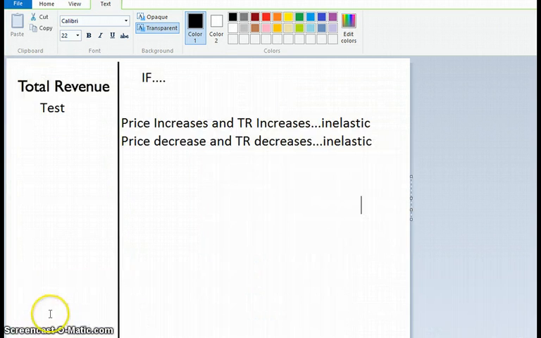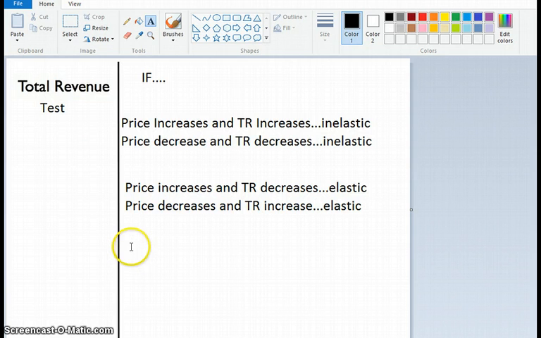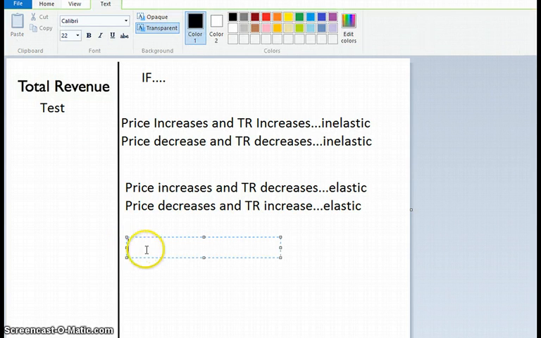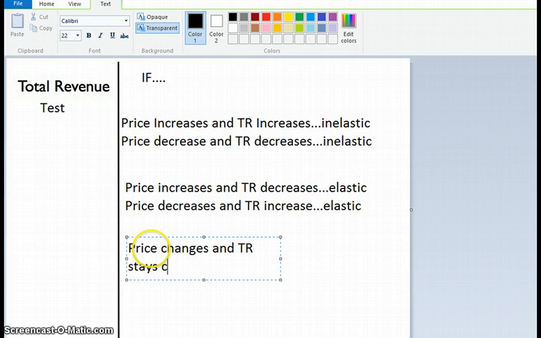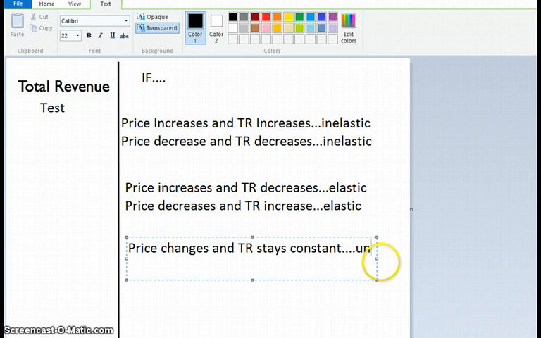So I'm going to put this here. I don't know what happened to my old rule, but oh, there it is. Okay, whatever. So if the price changes and total revenue stays constant, we call this something different. It's got a special name. This is called unit elastic.